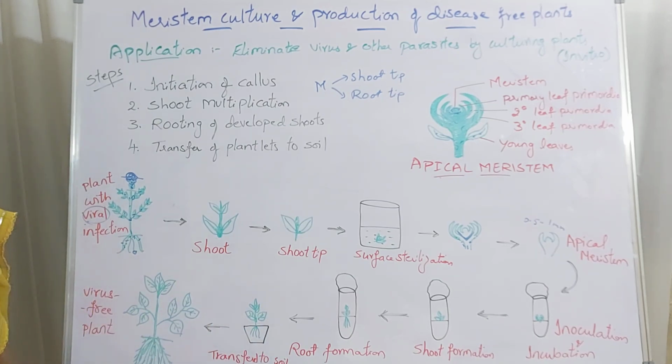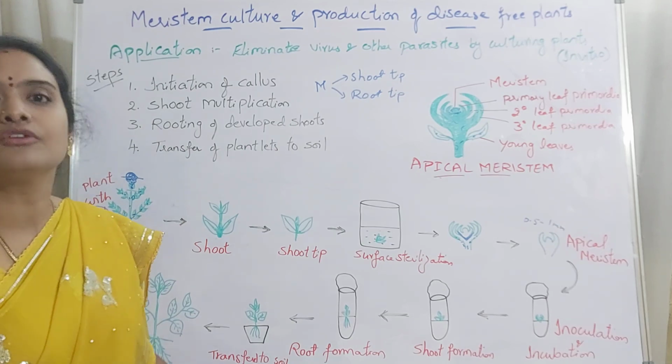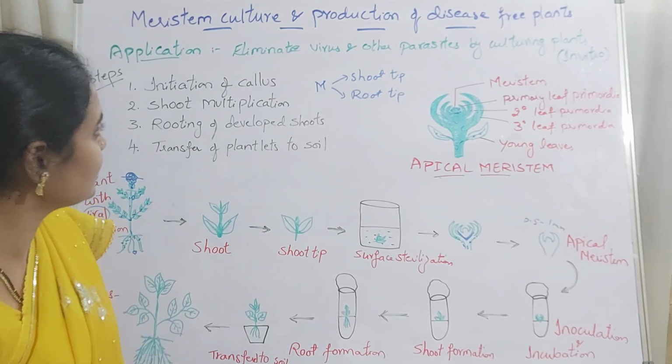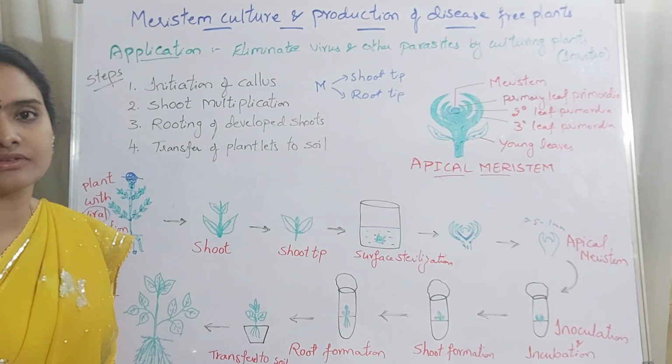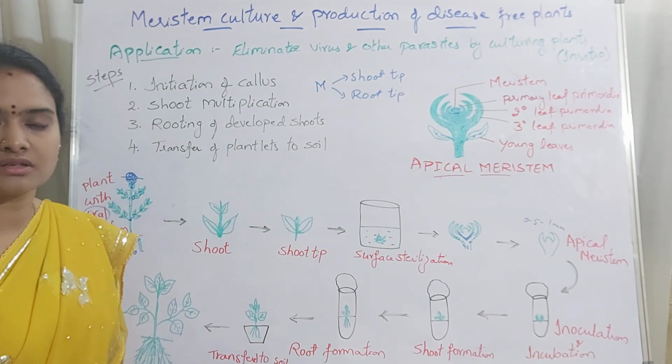Is that clear? So now these plantlets which are produced are free from virus, and they are called virus free plants, and these plants can be given to the farmers so that they can grow them in their fields, right, so that they get virus free or disease free plants for their harvesting or cultivation process. Is that clear?